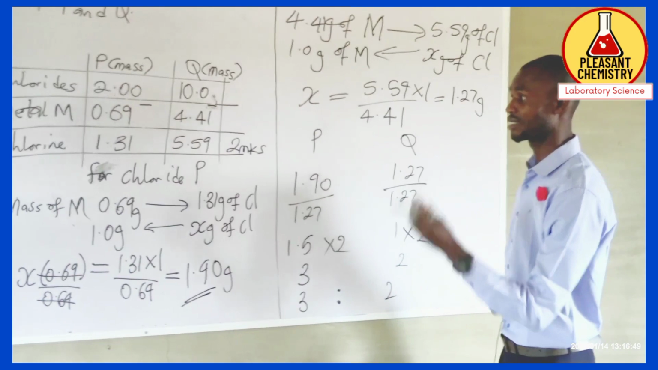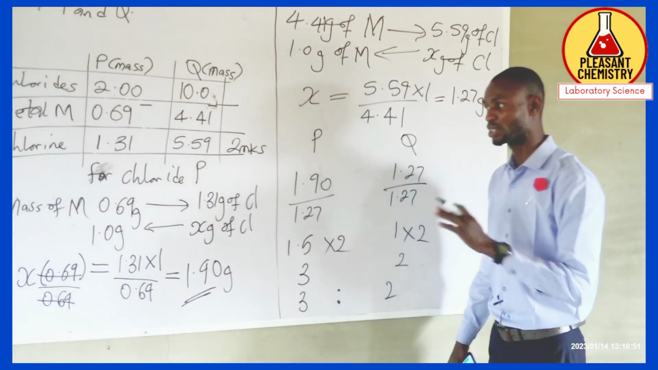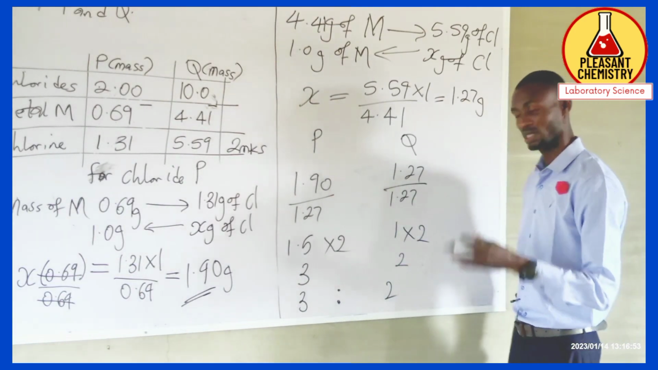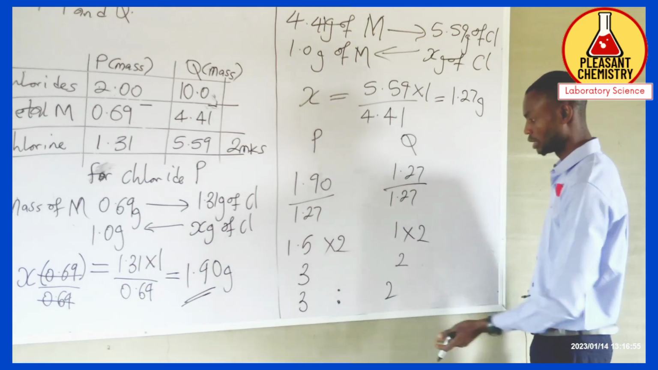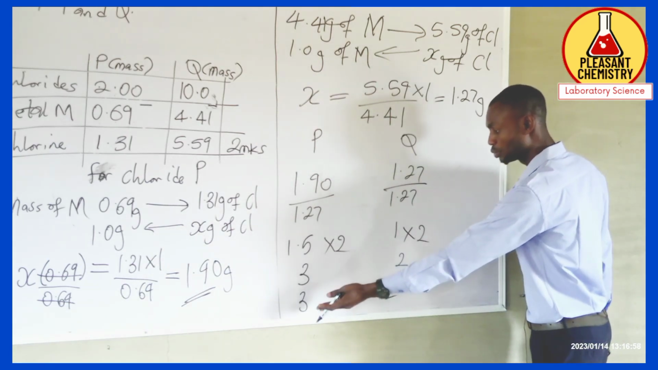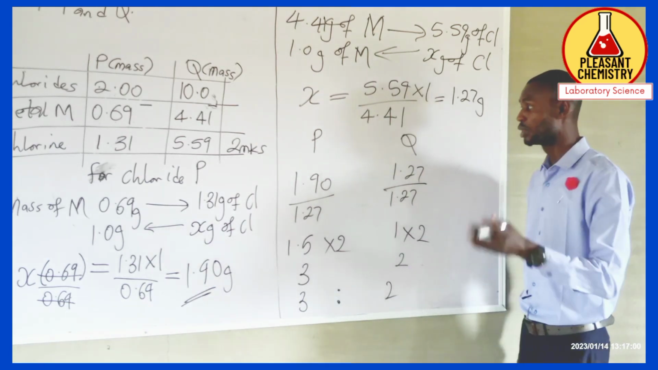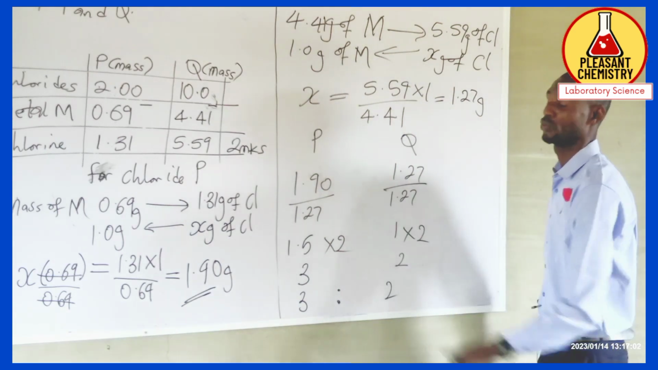And the question is asking whether the law of multiple proportion is obeyed or not. Definitely it is obeyed, because we are having 3 to 2 as the ratio of their combination.